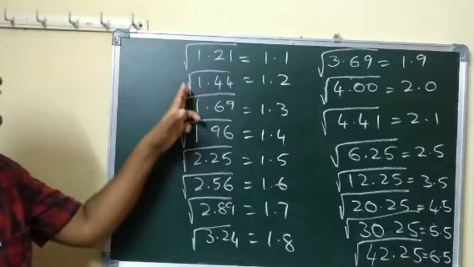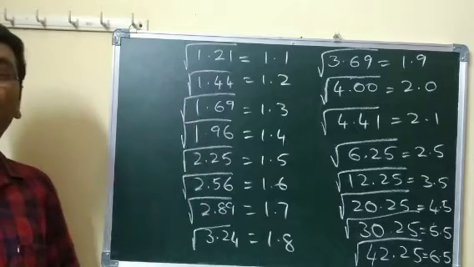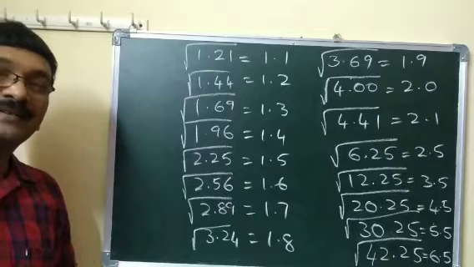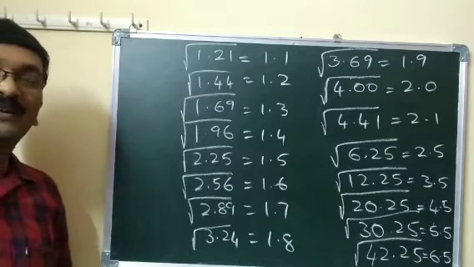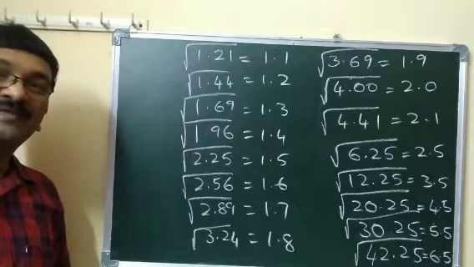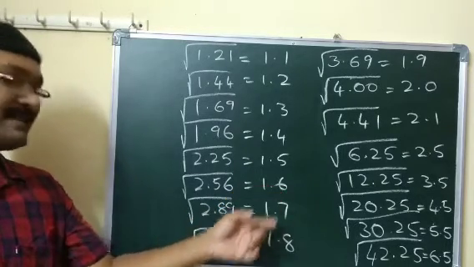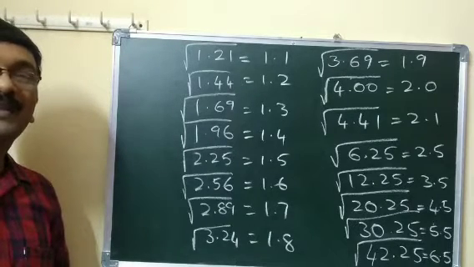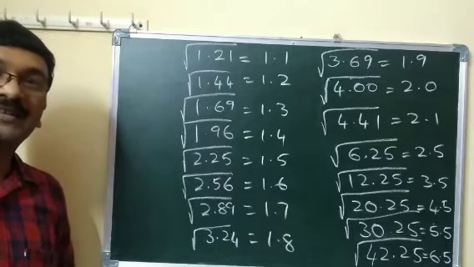So here, square root of 1.44 is 1.2. Square root of 1.69 is 1.3. Square root of 1.96 is 1.4. The square root of 2.25 is 1.5. Square root of 2.56 is 1.6. So square root of 2.89 is 1.7. Square root of 3.24 is 1.8.